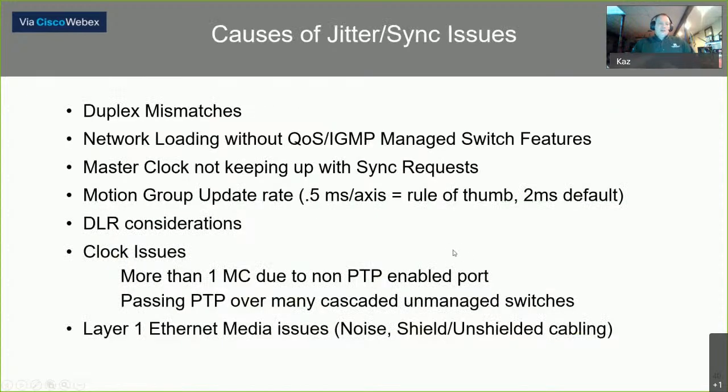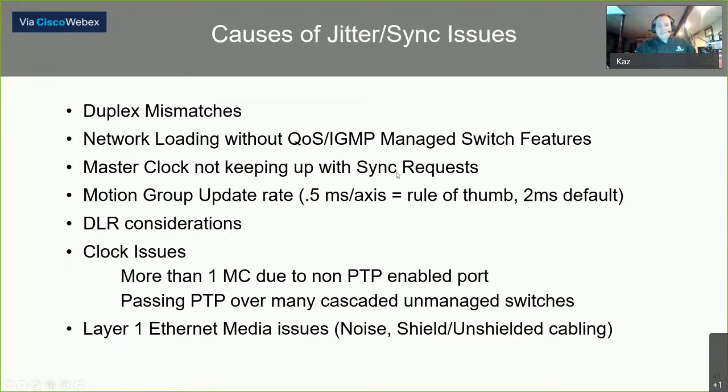So what causes jitter? Duplex mismatches cause jitter, and so does network loading without the quality of service or Internet Group Messaging Protocol managed switch features. Without quality of service, if I've got a switch that doesn't have that, and I have motion going across one port and out of another, and a video stream coming in one port and out of another with all these jumbo frames, quality of service says I need to make sure this guy is serviced first. With the precision time protocol, that packet has a higher priority than the video stream. So quality of service really helps get that across faster.